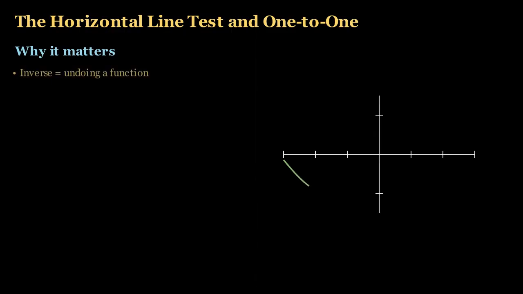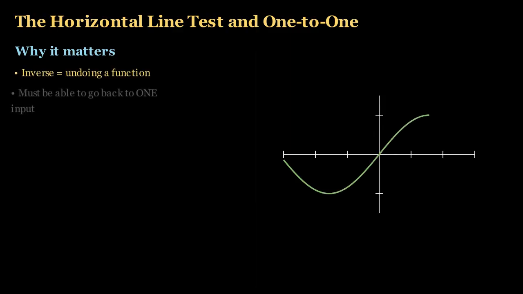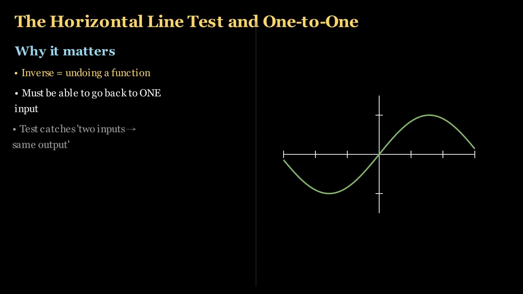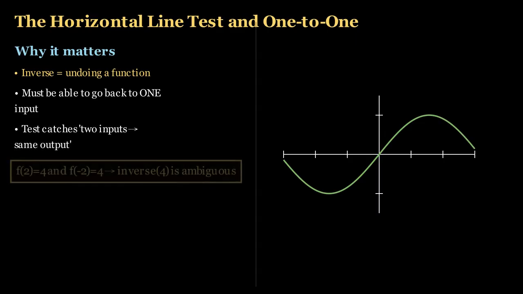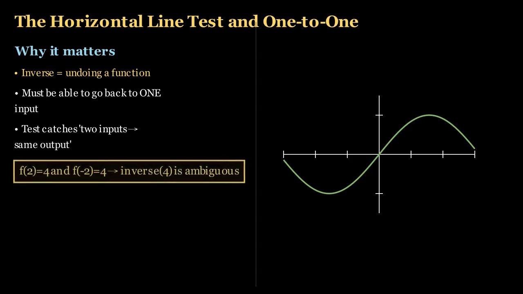But if two different inputs both give you the same output, say both 2 and -2 give you 4, then when you try to undo 4, you are stuck. Which one was it? The horizontal line test is valuable because it instantly shows you whether that problem exists anywhere on the graph. It is a visual shortcut for checking the one-to-one property without doing any algebra.